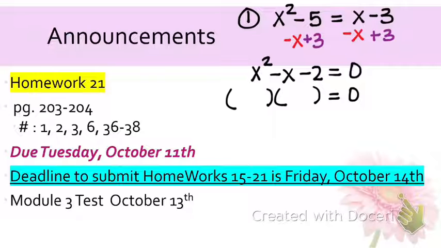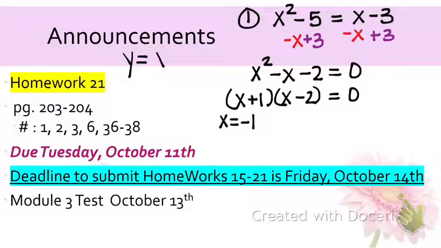So what 2 numbers multiply to be negative 2 but add to negative 1? You said who? Positive 1 and negative 2. Who got that? All right, so now let's go ahead, solve them both. So if x plus 1 equals 0, that means my first solution is going to be at x equals negative 1.